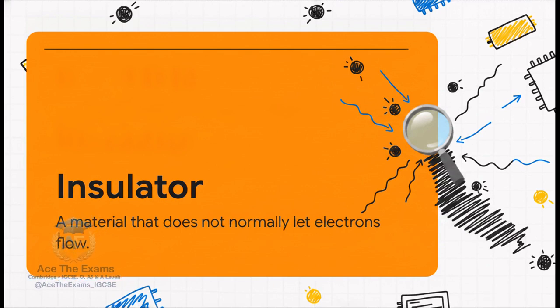So all atoms are made up of electrons, right? These tiny particles constantly buzzing around. Now, an electric current is just a flow of these electrons. But here is the absolute critical part. An insulator is a material that acts as a roadblock. It doesn't normally let those electrons flow through it. It literally stops the current dead in its tracks.